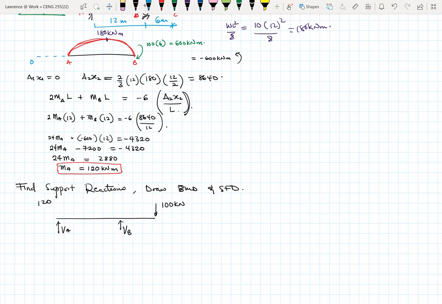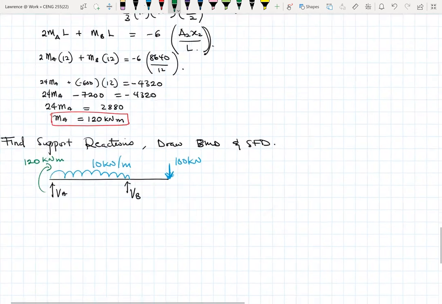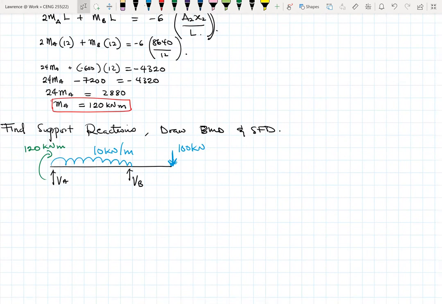Let me just change these ones. So this is 10 kilonewtons per meter. This is 100 kilonewtons as a load acting downwards. Then we have a moment which we calculated for. Then this again becomes the case of a simple beam in basic structures. So this is 12 meters and this is 6 meters.